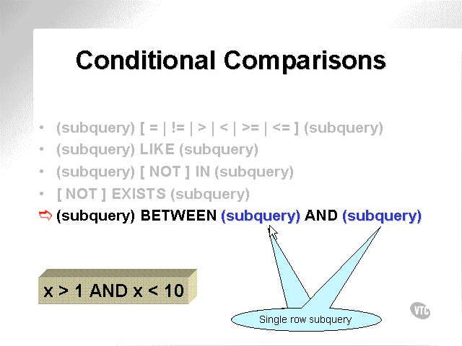Between requires two subqueries. Both of these subqueries must be single row returning subqueries. Between really uses two range join comparisons, such as in this diagram down here, where I say that x is greater than 1 and x is less than 10. In terms of between, it would be the expression on the left, which is x, would be between 1 and 10. Therefore, the subqueries in the between conditional comparison situation both require single row returning subquery results.